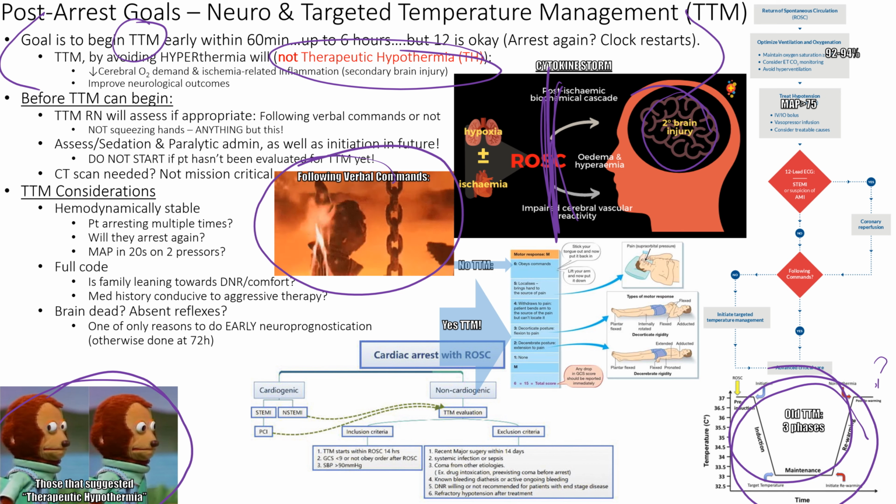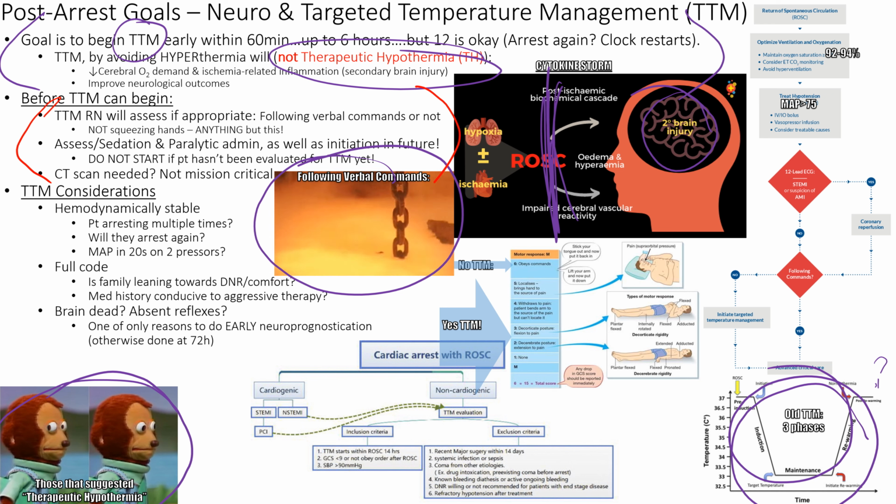All right, so before TTM can begin though, you want to make sure that you're assessing whether they need it, right? You don't need TTM if they follow commands, right? So this is just your kind of primer to TTM. And then sometimes you want to get a CT scan because if they have a bleed, you want to make sure you're fixing the bleed because we used to cool them down and that would make them bleed more. But again, right now CT scan is not the most important thing to do.